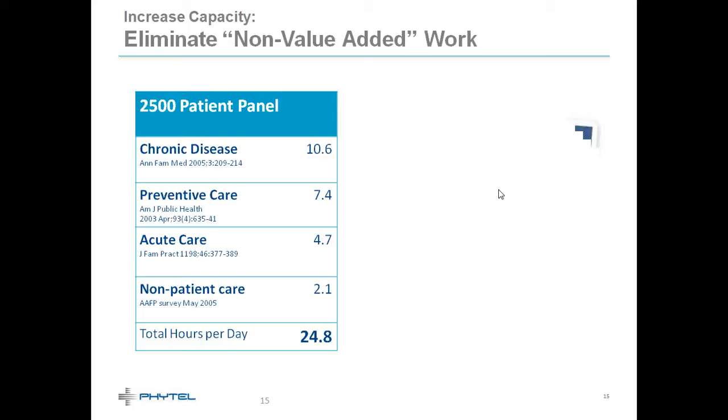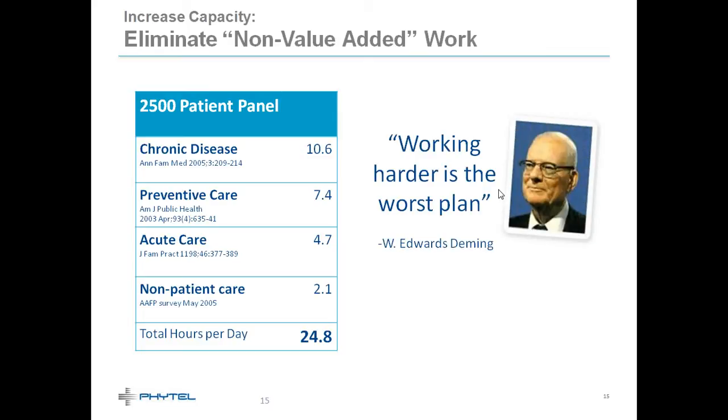And this is an interesting slide that puts together multiple papers. Even though 2,500 may be an ideal patient panel, some research has been done, and we collated it here. But based on a 2,500 patient panel, these published papers suggest that a physician would probably spend 24.8 hours to manage the chronic, the preventive, the acute, and the social issues of these patients. It's just not going to happen. And as quoted by a man familiar to all of us, working harder is the worst plan.